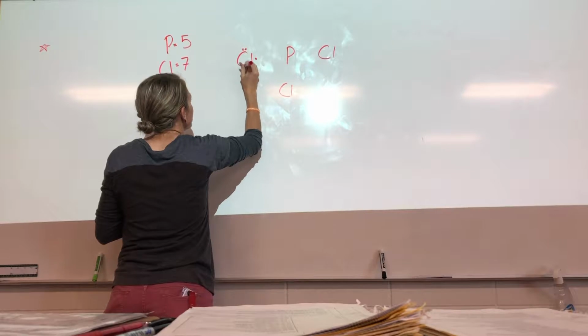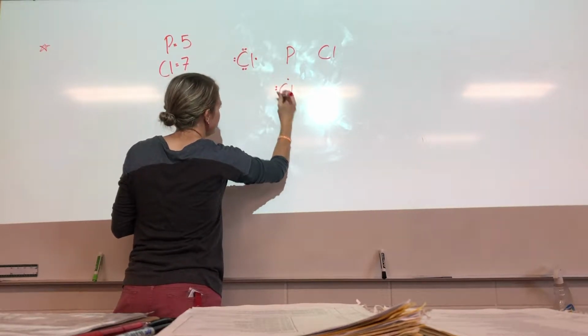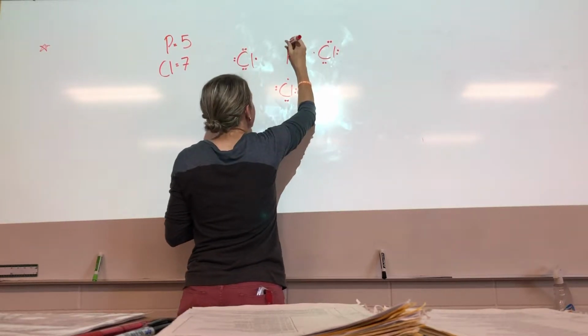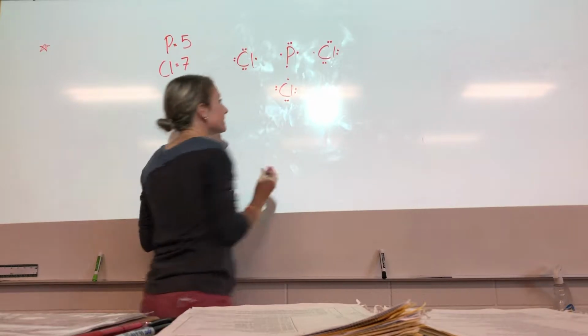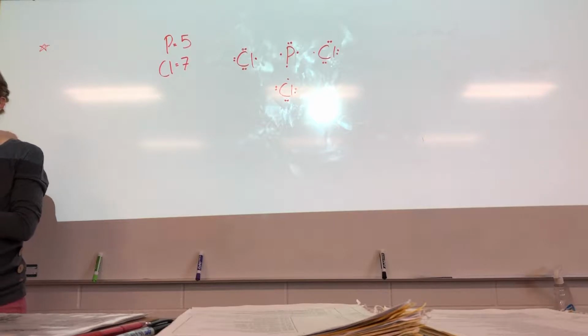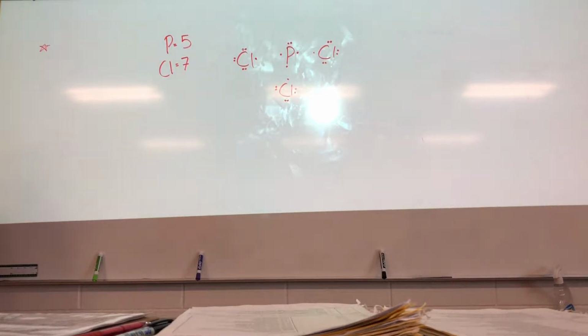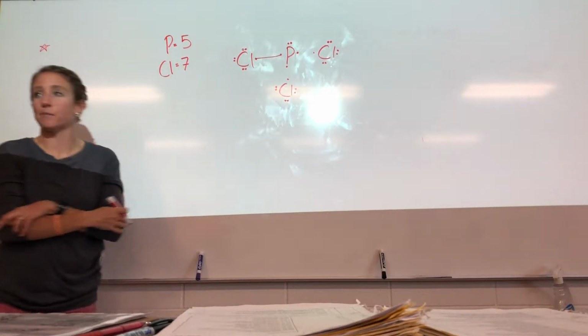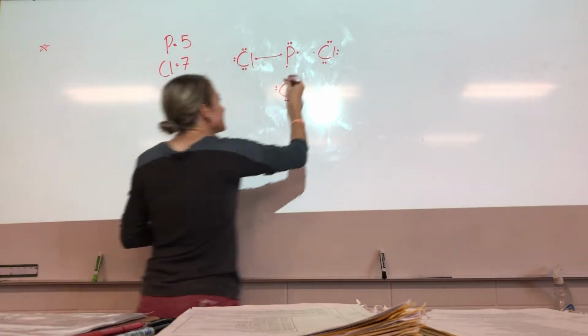1, 2, 3, 4, 5, 6, 7. Phosphorus comes with 5. So build your skeleton, add what they're coming to the table with. Then you always start with single bonds first. So chlorine shares with phosphorus, phosphorus shares with chlorine. Those 2 electrons become a bond. Do the same thing on all sides.